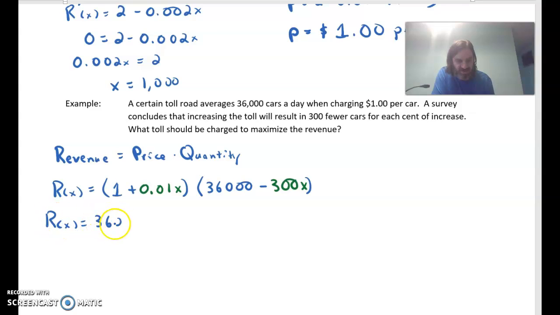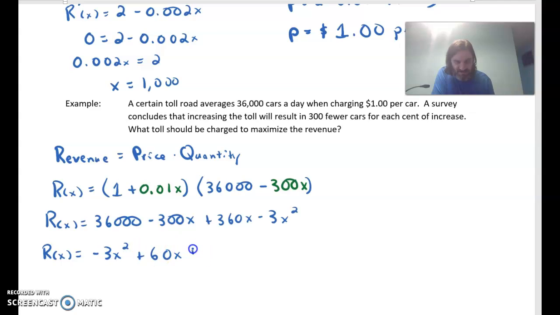So that'll be 36,000 plus 360x minus 300x minus 3x squared. I'll rearrange that before I take a derivative, but I get negative 3x squared plus 60x plus 36,000. So that's my revenue function based off of the adjustments here. So my derivative will look like negative 6x plus 60.